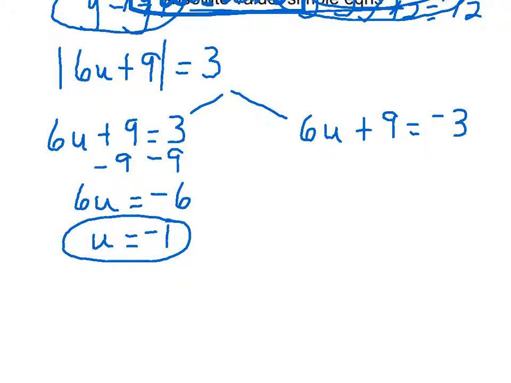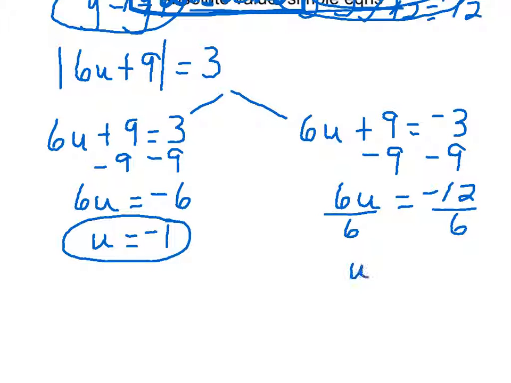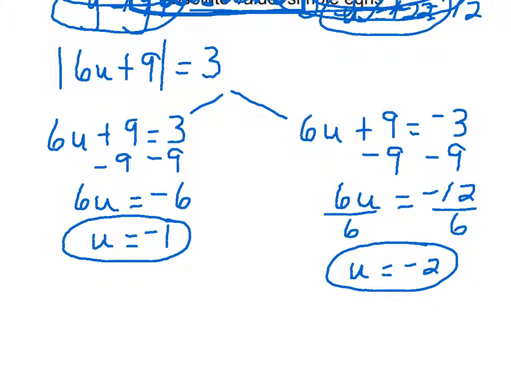On the other equation, same deal. We subtract 9. When we rewrite, we get 6u equals negative 12. When we divide through on both sides by 6, we get u equals negative 2. So your two answers should be negative 2 and negative 1.